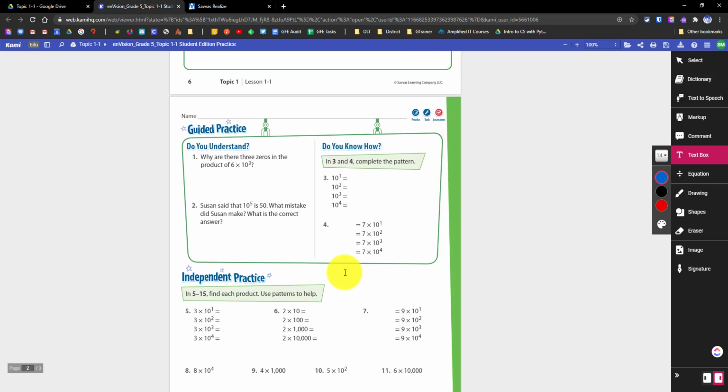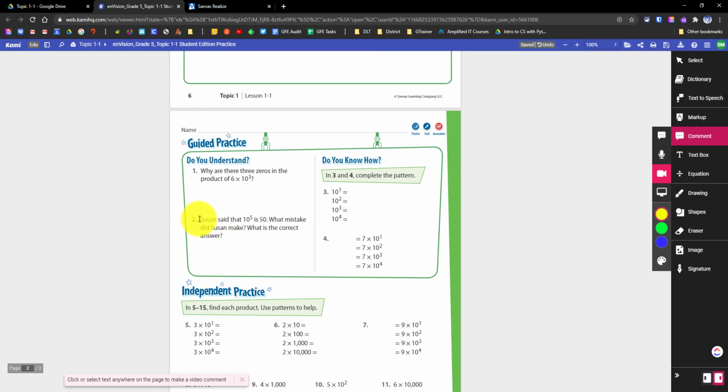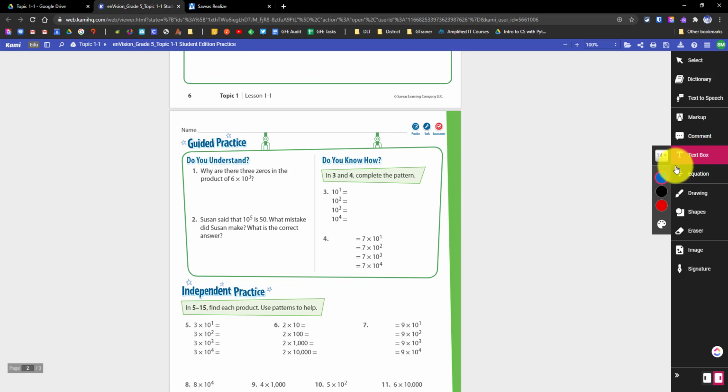One more thing I want to do on this assignment is change this question, question 2, just a little bit. Susan said that 10 to the 5th power is 50. What mistake did Susan make? What is the correct answer? I actually love that question, but I want them to use their voice and answer with either video or voice message. So I'm going to add those instructions at the end of this question. I'm going to come over here and choose black since this question's already in black, and I'm going to insert the rest of what the question will ask.